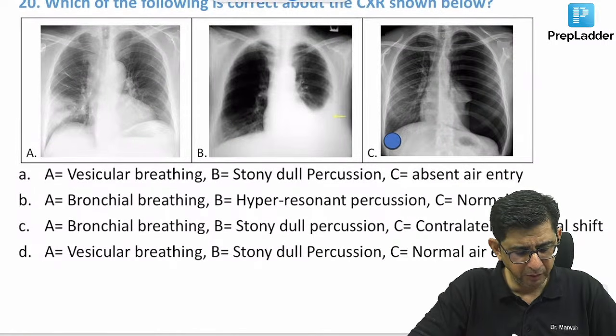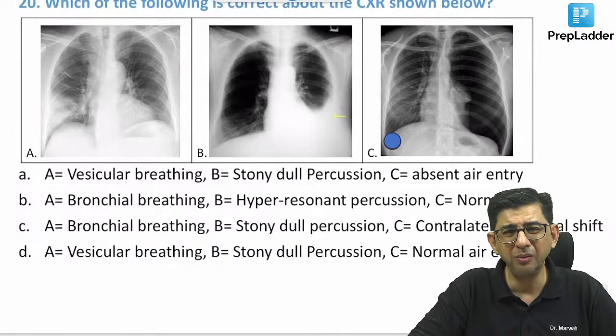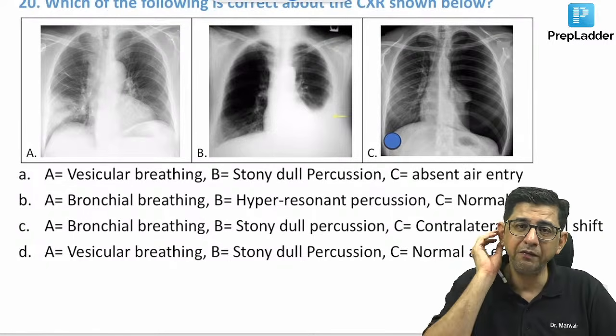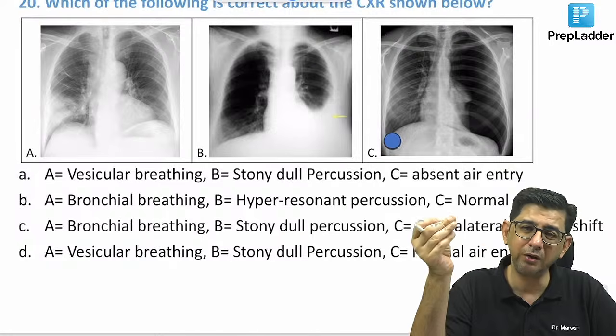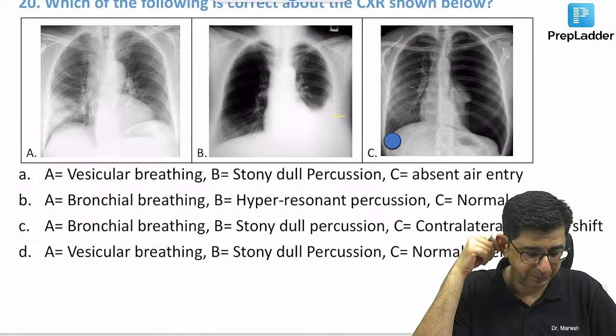First investigation for pleural effusion would always be an ultrasound, and ultrasound is the one that is preferred. If they ask you sensitivity, then obviously CT scan is more sensitive than an ultrasound. But initially, we do an ultrasound. Investigation of choice is ultrasound also.